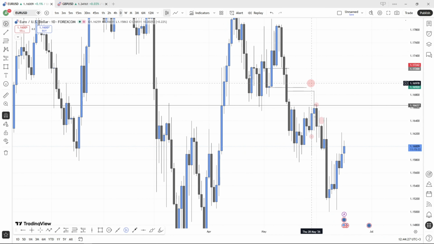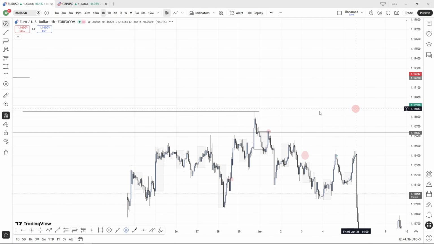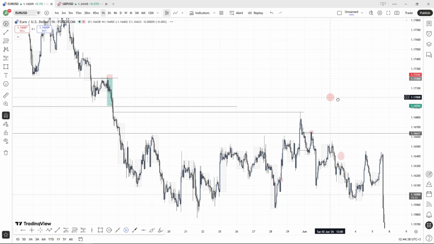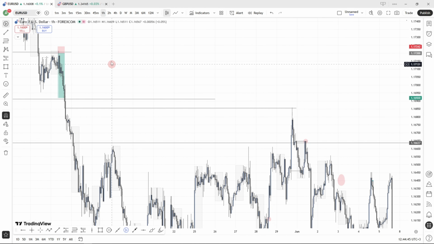So what do you do? You scale down to the lower time frames, like the 1 hour or the 2 hours. Remember, I'm not going to the 15 or the 30 minutes. Just for the concept of market structure, you need relatively higher time frames, like the 1 hour, as your lower time frames.